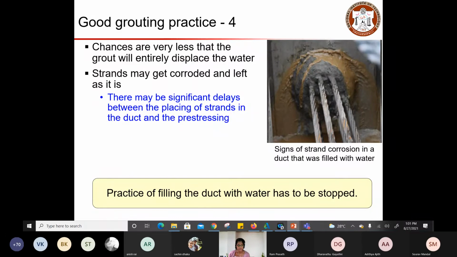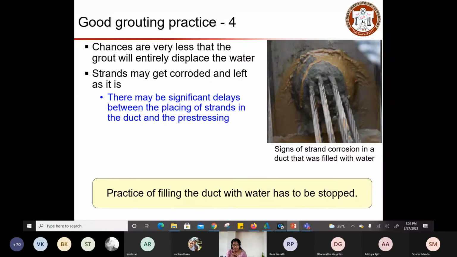Yeah, so now we'll look at the other possible method. As I already told, if you have some amount of moisture already there inside your duct, then when you try to fill the space between duct and strand using grouting, sometimes the grout may not displace all the water entirely, and sometimes your grout may dissolve in the water if the water content is more. So the chances are very less that the grout will entirely displace the water through the vent.